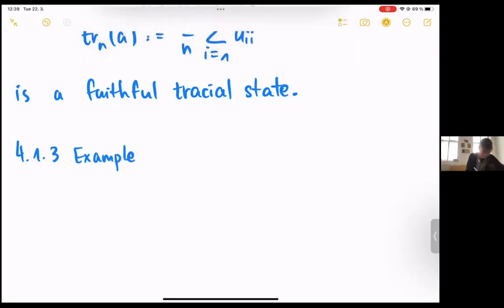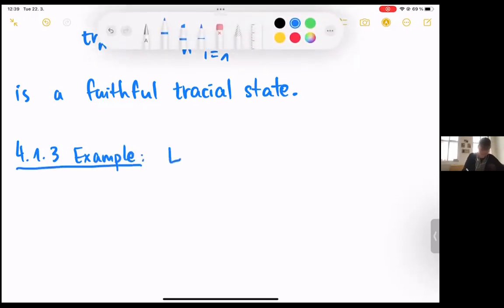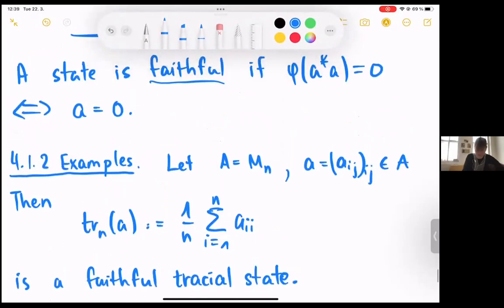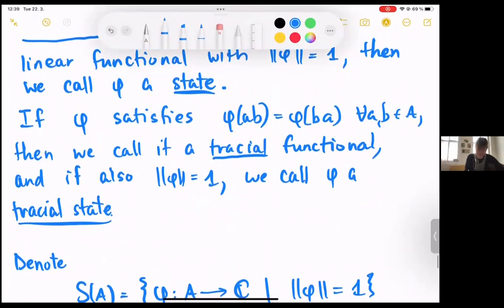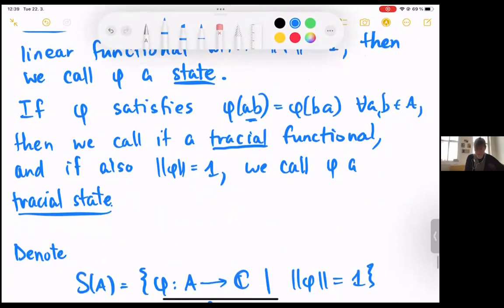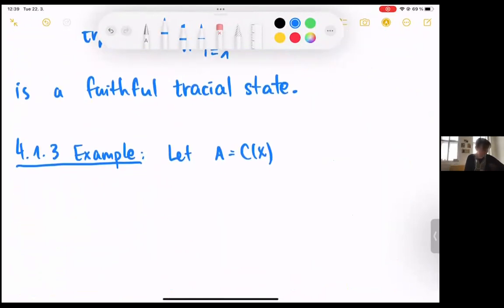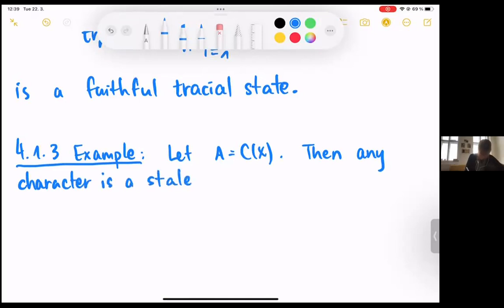So what do we have for commutative C star algebras? Well, of course, any functional on a commutative C star algebra will be automatically tracial because A and B themselves will commute. So everything is tracial. What else? I already mentioned that these sort of look like characters, and indeed any character is a state. But not all states are characters.